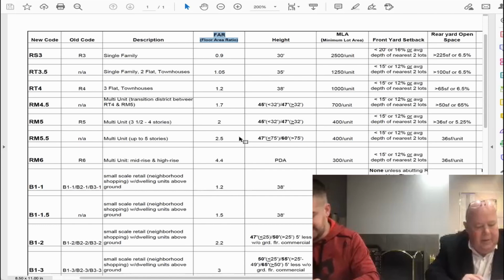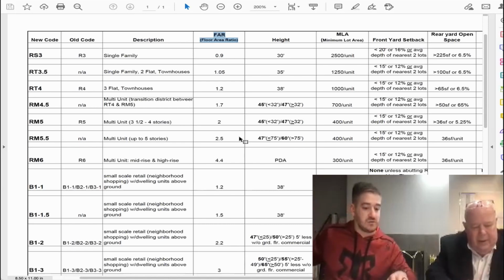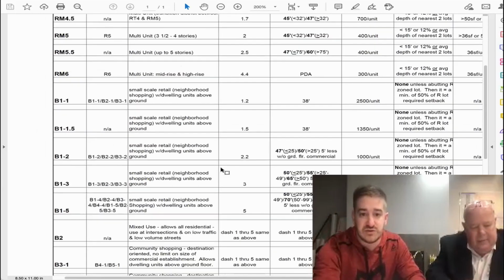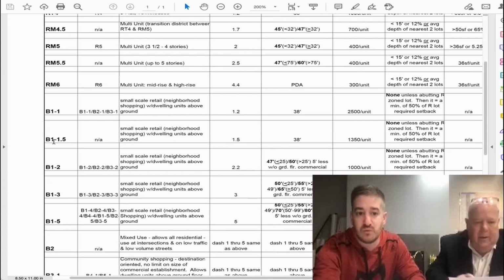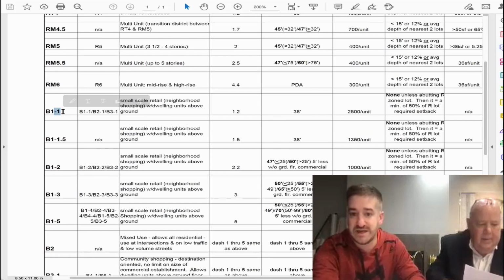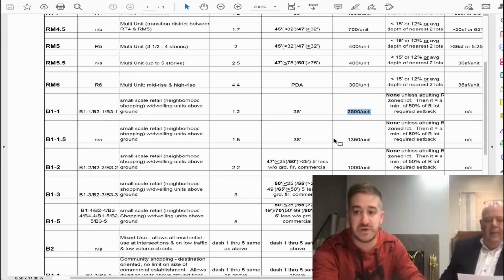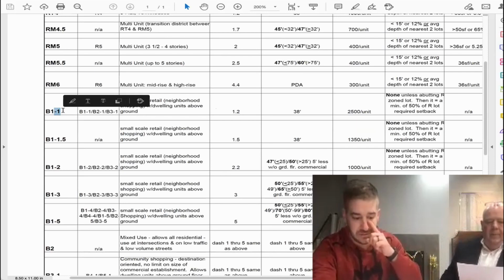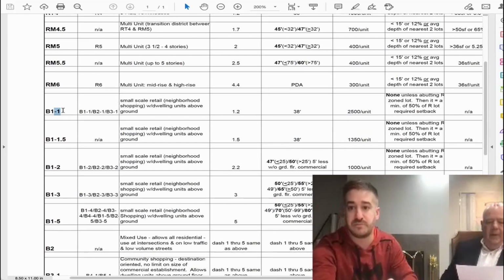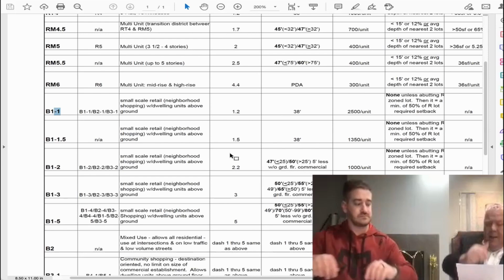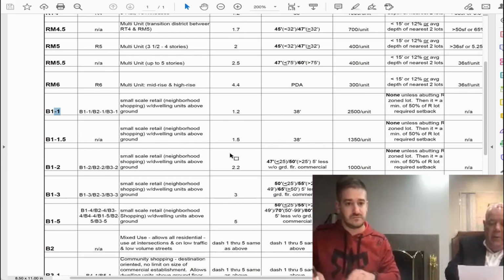same as above. So the way you read this is you start with B1-1, B1-1.5, B1-2, B1-3, B1-5. So the second number in the zoning designation revolves around the FAR and the MLA. So regardless of if you're in B2, B3, C1, C2, whatever the dash is, you refer to the middle section of B. So this was C12, and it's referring you to same as above -1 through 5.